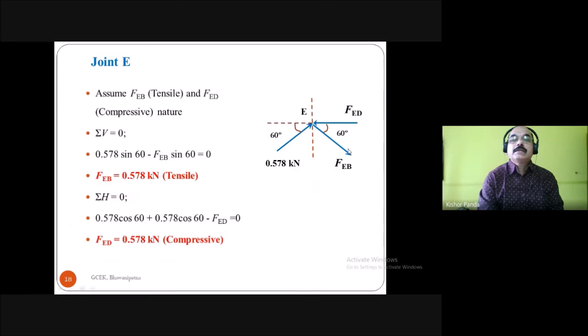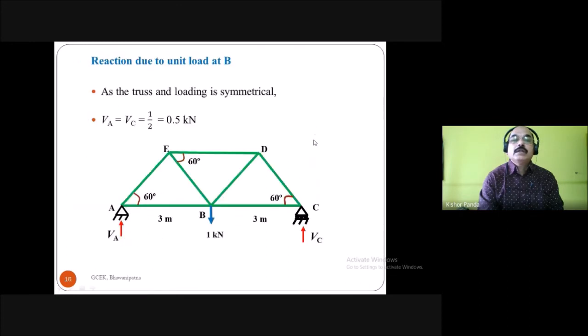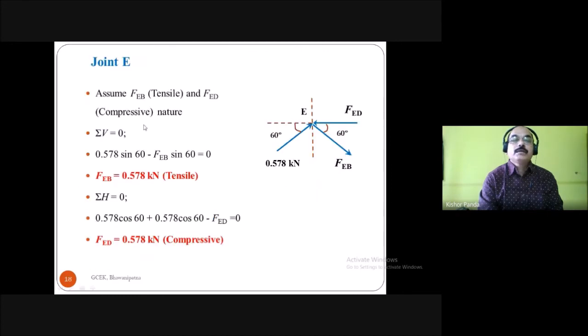Then take joint E. So at joint E, how many forces are meeting? This is one AE member, this is the EB member, and this is the ED member. The force in the member AE you know, but you have to find out the force in the member EB and the force in the member ED due to this unit loading. You know this one, but you don't know FED and FEB. So assume the nature of the force EB is tensile and ED is compressive.